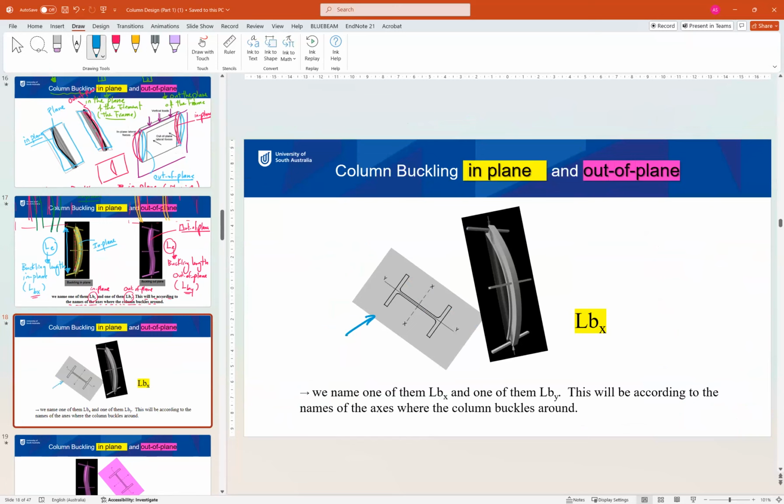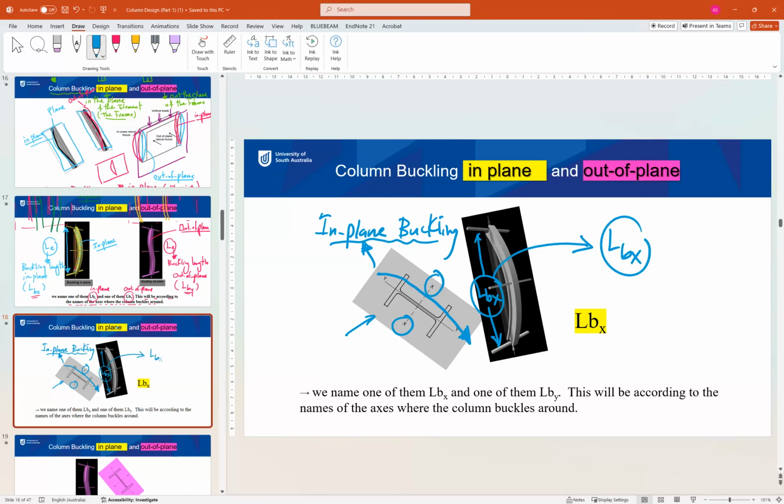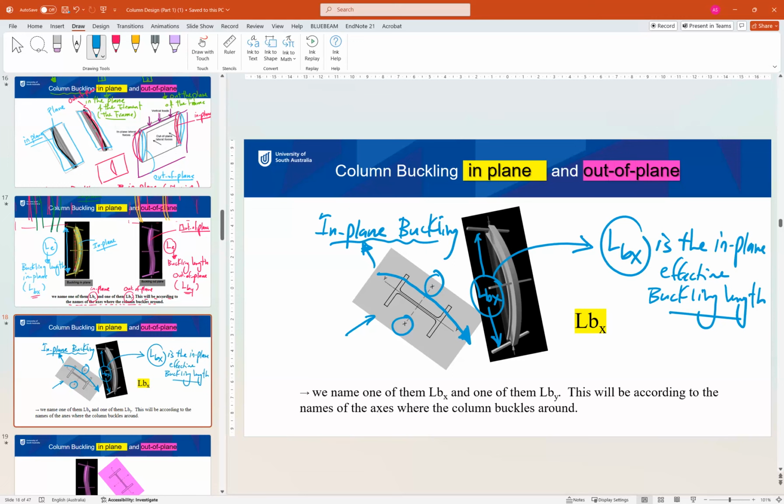So here, if this is our axis, the buckling in this case happens around the x-axis. So this movement is in-plane buckling. For the in-plane buckling, we call the length of the column that will be under buckling in this case the effective buckling length, LBX. So LBX is the in-plane effective buckling length. LBX in this case can be KE times L, whatever KE is associated with the in-plane buckling. So this is for the in-plane buckling.